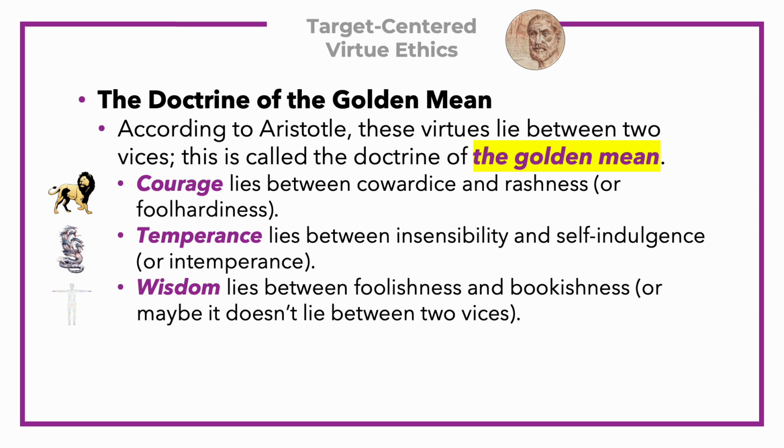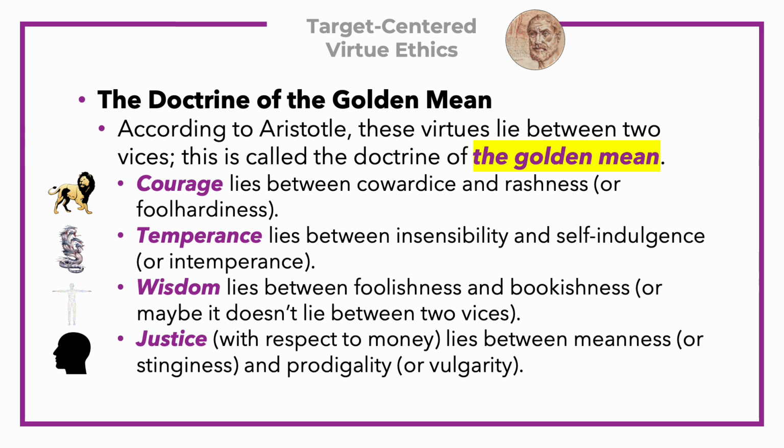With respect to wisdom, maybe one way to think about it is that there's the fool who has no wisdom, we might think, and then there's the person who's bookish or whose interest in knowledge is aimed at the wrong sorts of things or impractical things. I say here, maybe it doesn't lie between two vices. Of course, Aristotle would not agree with that, but the thought is that there's maybe no obvious too much wisdom, but rather wisdom directed at the wrong targets, or the goal of knowledge directed at the wrong sorts of things.